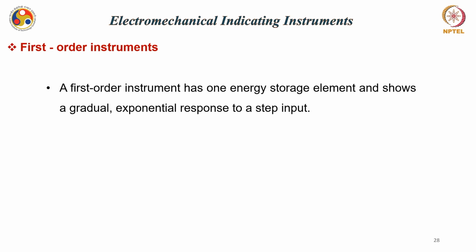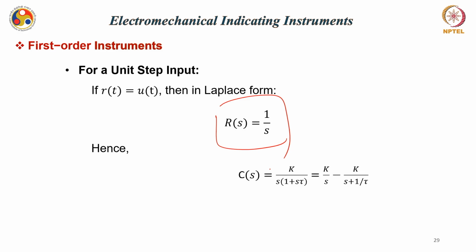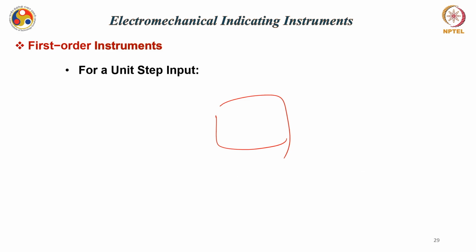Now let us see a little more complex system, which is the first order instruments. The first order instrument has one energy storage element and shows a gradual exponential response, particularly if you take a test input like a step input. So the transfer function is something like this. For a unit step input, say u(t), in the Laplace form you have R(s) as 1 by s. The transfer function is K by 1 plus tau s.